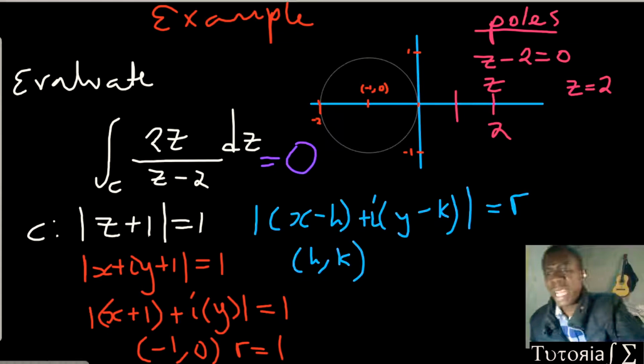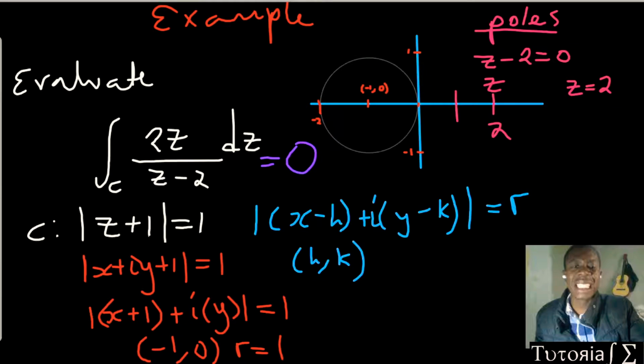Despite this function not being analytic at z equals 2, since it is analytic everywhere in this region, then its integral is equal to 0, sorry. It is equal to 0, and that's how you solve.